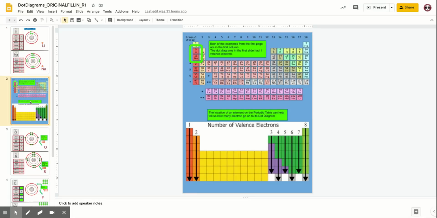Now, I also included a periodic table. And this will tell you how many valence electrons are in a group. And if you look, groups all have that same number. So we have 1 electron, 2 electrons, 3, 4, and so on. So this is a good handy reference to how many valence electrons you're supposed to have.